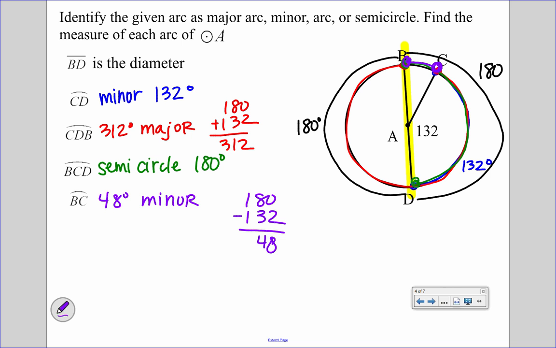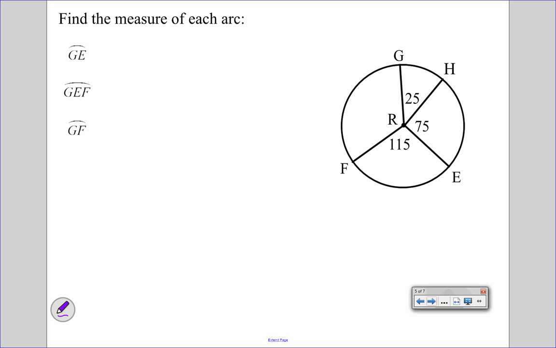So it's all about adding or subtracting, using your 360 degrees, or using your 180, which is your diameter. So they're kind of like puzzle problems. Let's do some more examples. Okay, now this one, if you notice, does not have a diameter. So we cannot highlight a diameter. We can't use that 180 trick. So what we're going to do is we're just going to start finding our measurements.